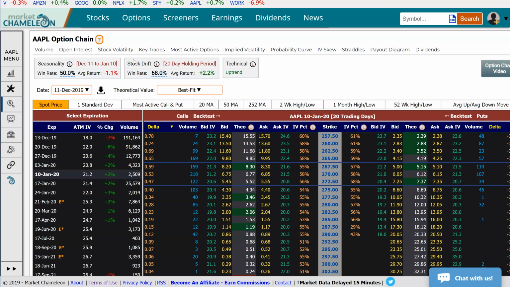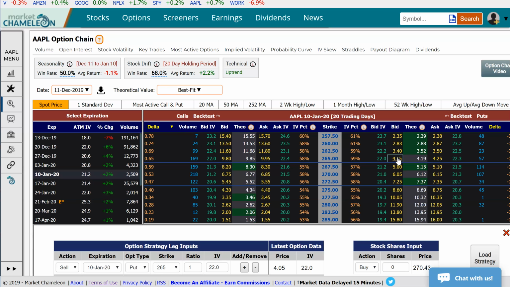So let's look at Apple right now. The money is around 270, and let's start out by selling an out of the money put spread. I'm just going to choose these strikes over here. I'm going to go down $5. I'm going to sell the 265 put, and then I'm going to buy the 260 put. That's a $5 credit put spread.